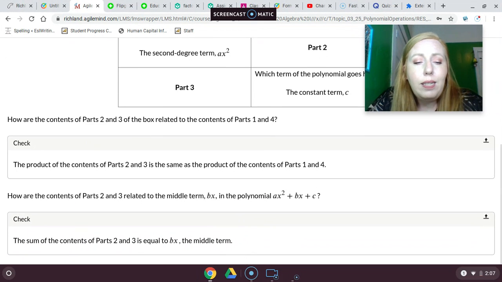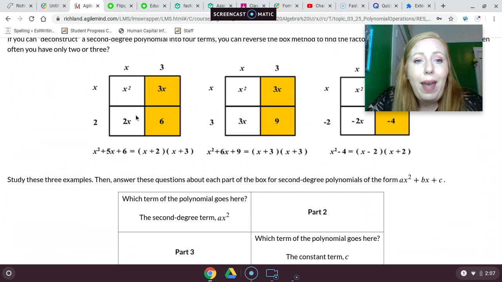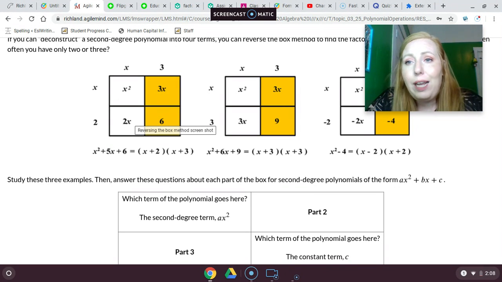All right, so we know the sum of these contents of parts 2 and 3 is equal to bx, so the middle term. The sum is adding. So if you add these 2 together, 2x plus 3x equals 5x, you get your middle term right here. So when you're trying to solve these things, that's how you come up with your area models.